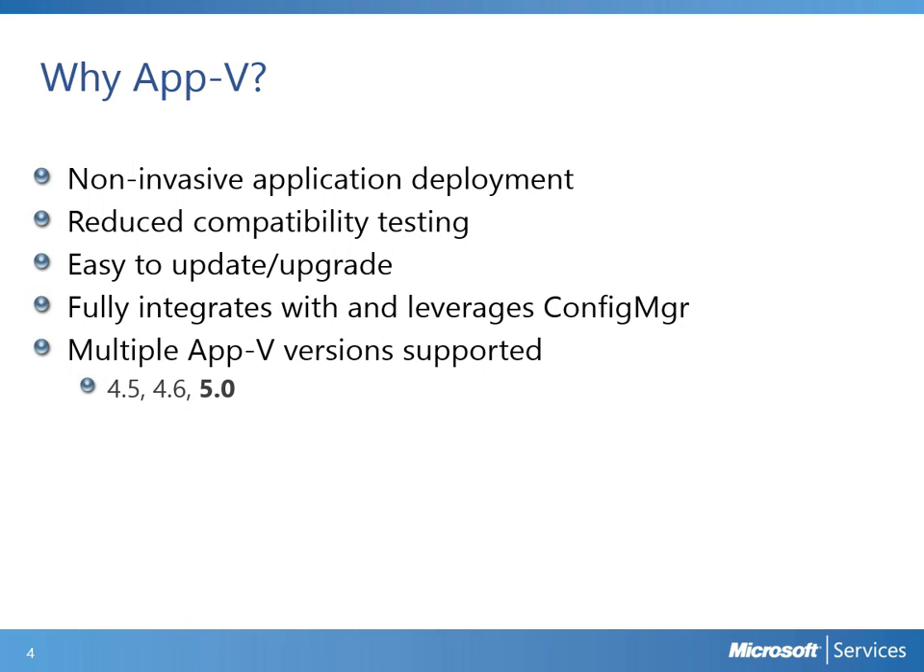And then finally, multiple AppV versions are supported. So AppV 4.5, you can run that through Config Manager. AppV 4.6 generated apps, you can run that through Configuration Manager. AppV 5.0 is included in Config Manager as of Service Pack 1. And we're going to talk about the AppV 5.0 sequencer today in today's sessions.